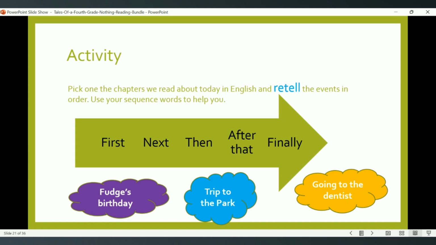Talk about retelling the events in order. First, using your sequencing words to help you. It's first, next, then, after that, and finally. So they can pick out their favourite chapter from the book. And again, there's help here to help little ones remember if they need to discuss further the events. You may want to use a graphic organizer at this point too. You can Google any of them that they can just put into their copy. You can cut it out and it looks really neat in their books as well.